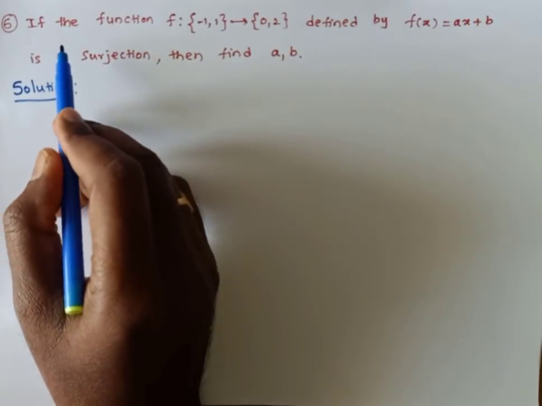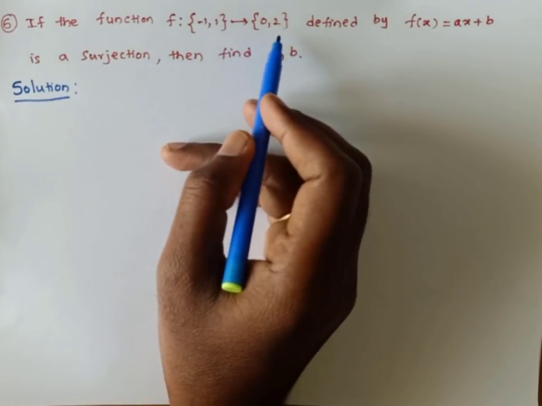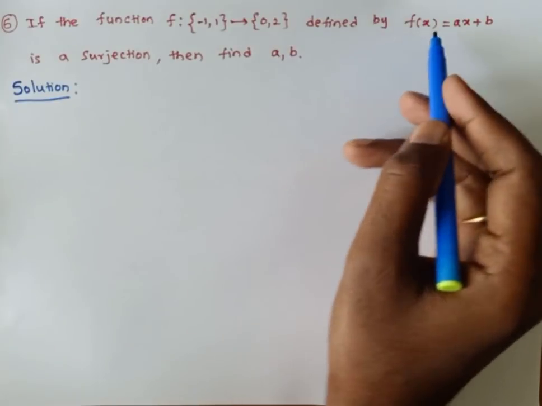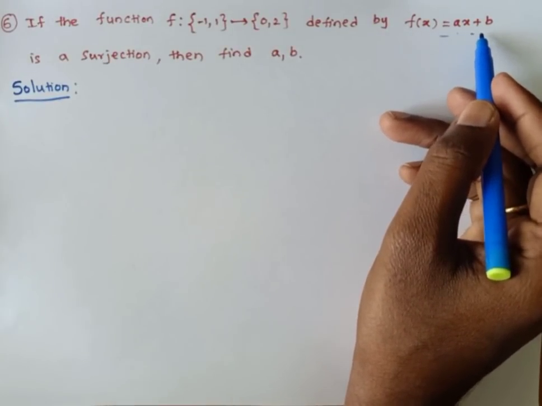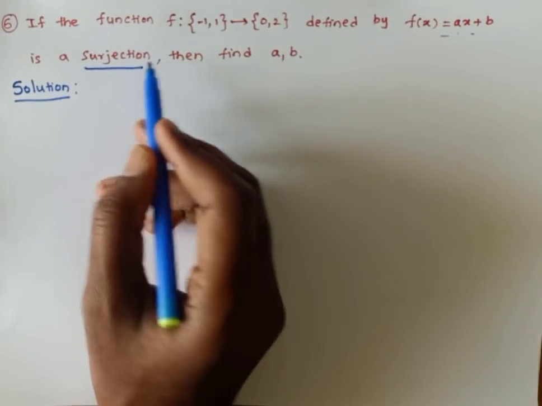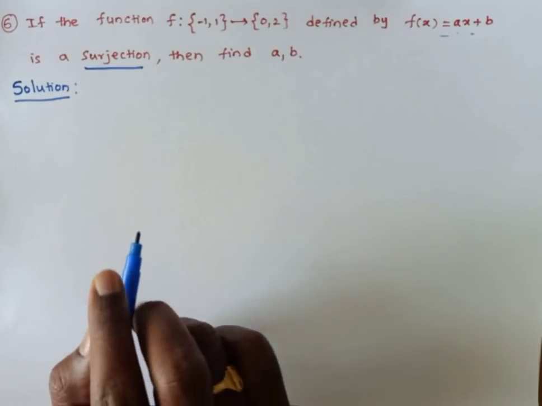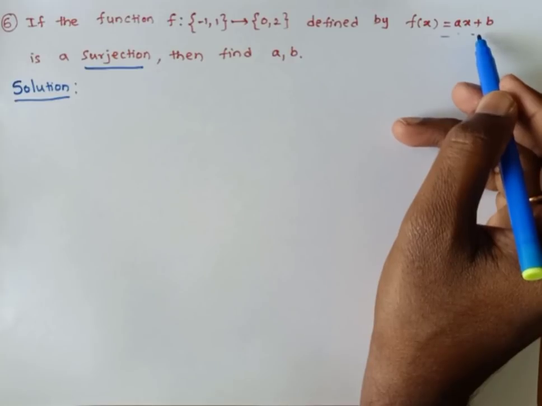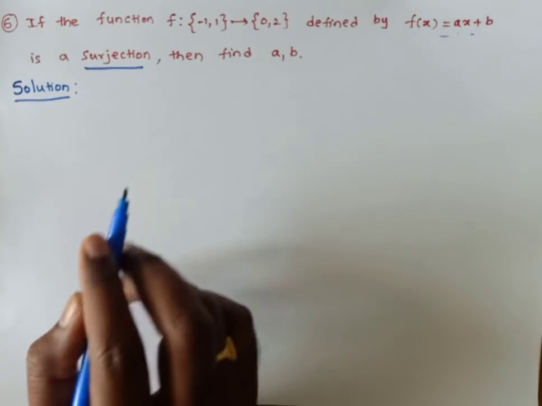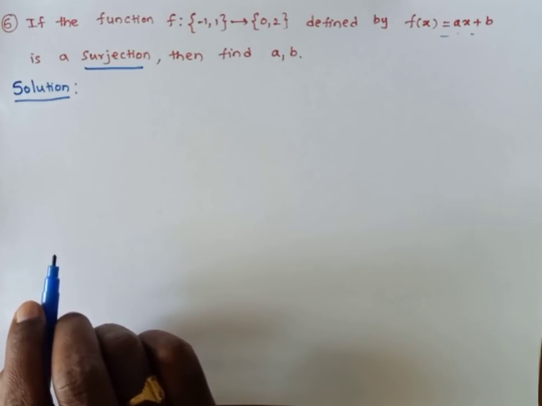So here the given problem is: if the function f from minus 1 comma 1 to 0 comma 2 defined by f of x equals ax plus b is a surjection, which means onto, then find the values of a and b. So by using the relation f of x equals ax plus b, find the values of a comma b. Here it is given that f is a surjection.